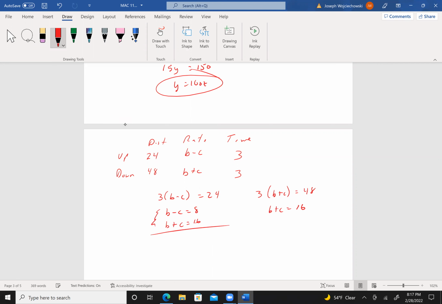Here's our two equations. The c's cancel. So I have 2b equals 24, b equals 12. If b equals 12, then the current is equal to 4. So 12 miles per hour, 4 miles per hour.